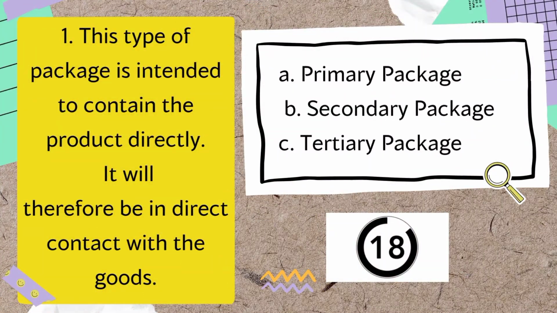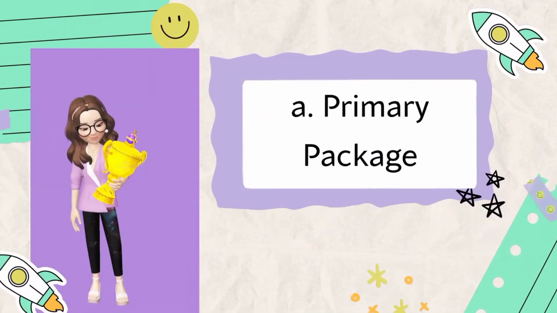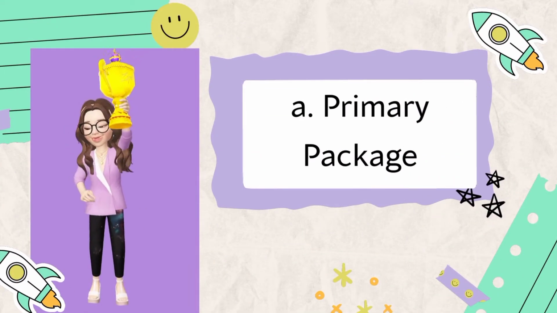1. This type of package is intended to contain the product directly. It will therefore be in direct contact with the goods. A. Primary package. B. Secondary package. C. Tertiary package. Answer: A. Primary package.